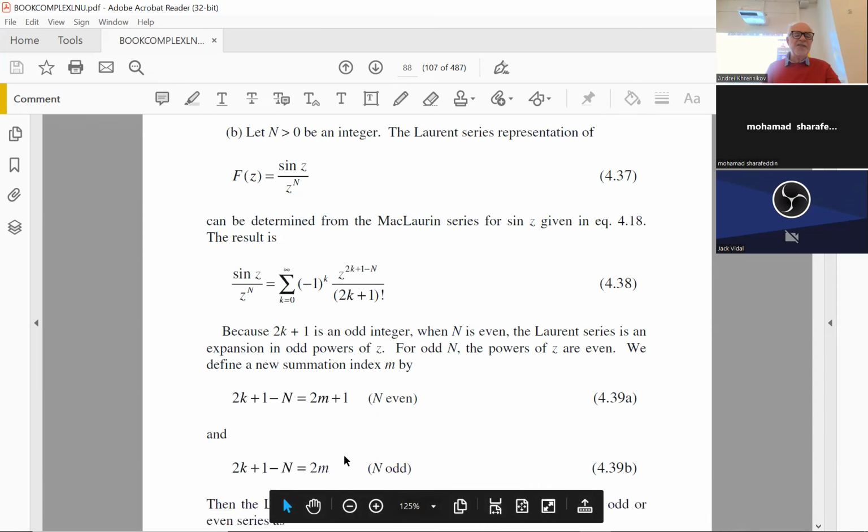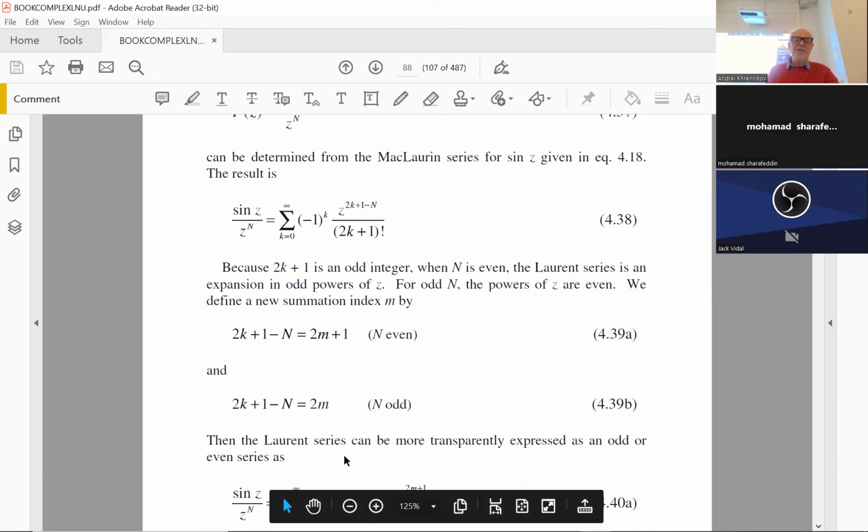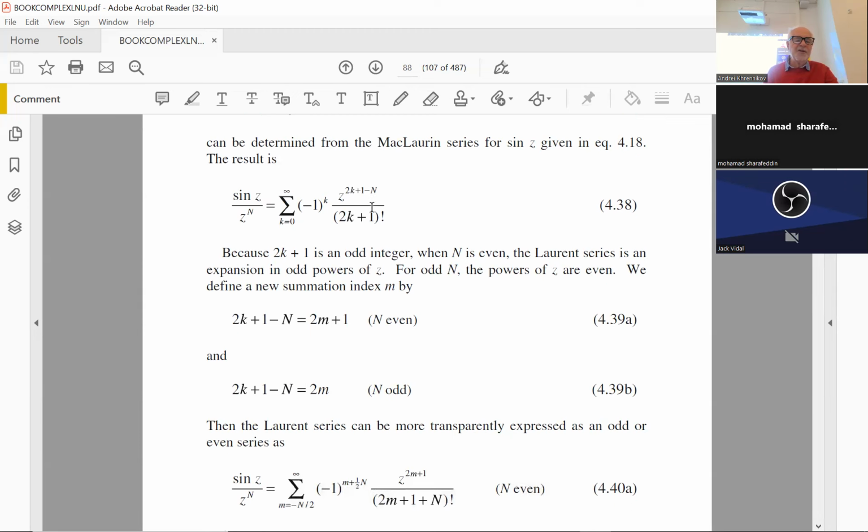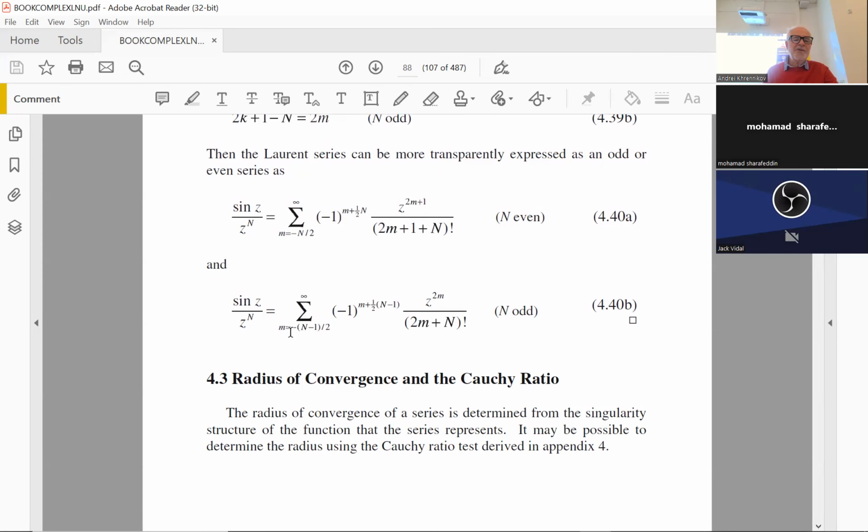Sine z divided by z to the n. It is more or less the same, no new expansion for sine divided by z to the n. We just subtract n. We get this formula.